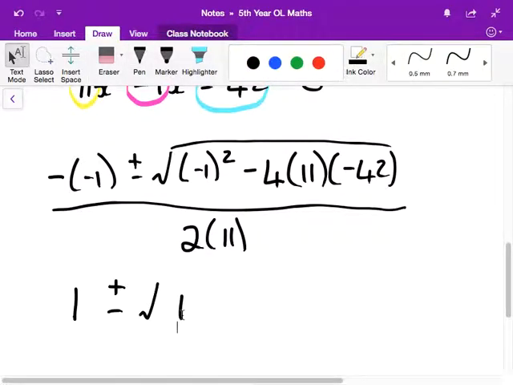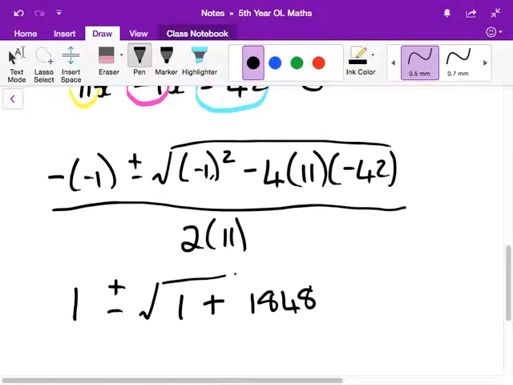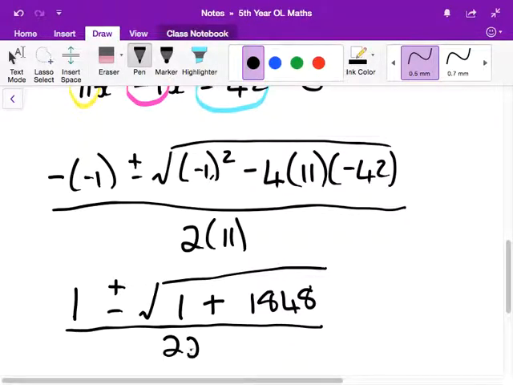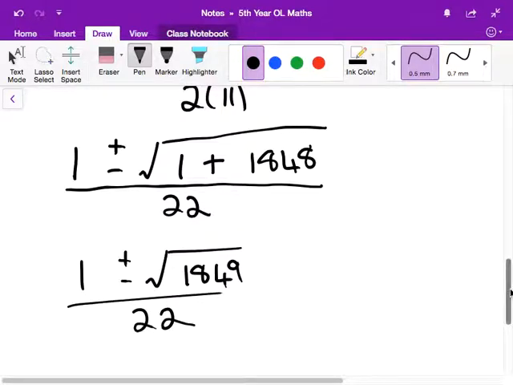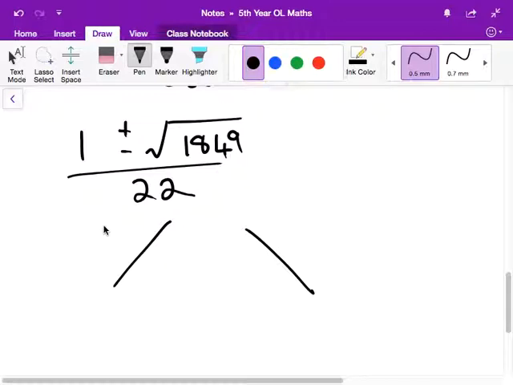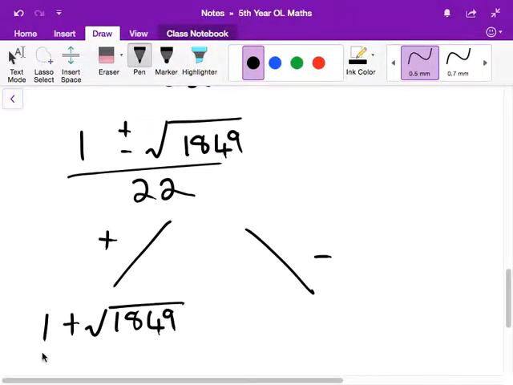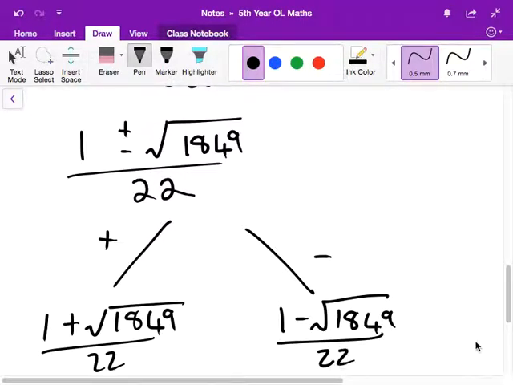So we have 1 plus or minus the square root. Minus 1 squared is 1. The other one then, you have 2 minuses, so it's definitely going to be a plus, and 4 times 11 times 42 on the calculator is 1848. And that's over 2 times 11, which is 22. So tidy up a little bit, 1 plus or minus the square root of 1849 all over 22. And you split up, give the plus on this side and the minus on this side. So 1 plus the square root of 1849 over 22, and 1 minus the square root of 1849 over 22.